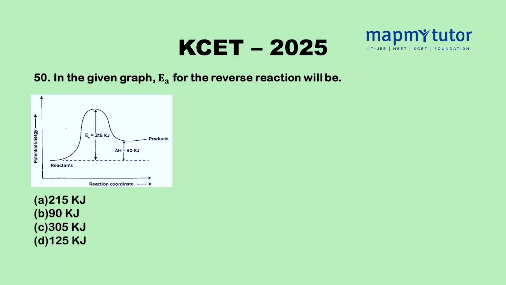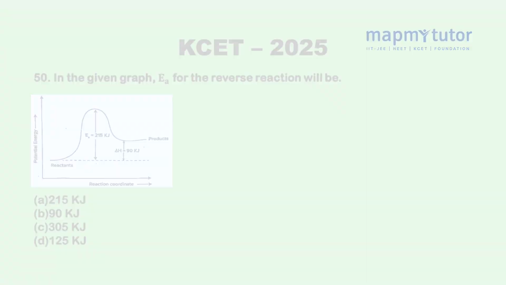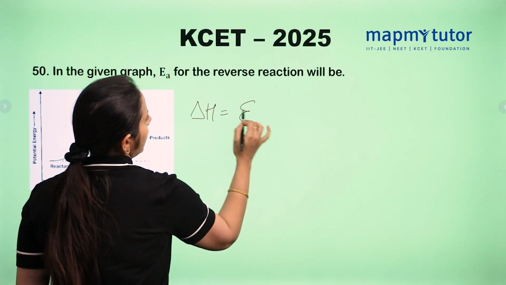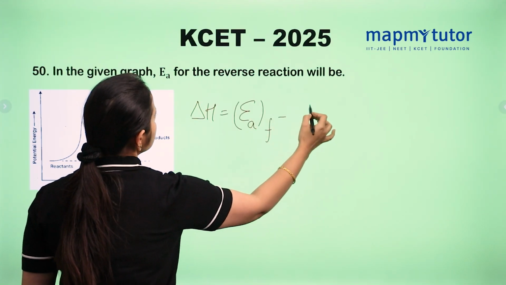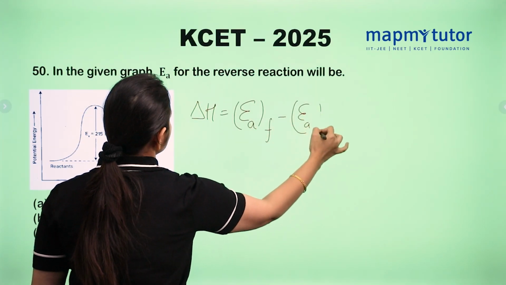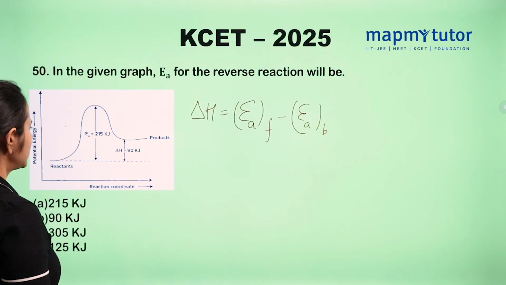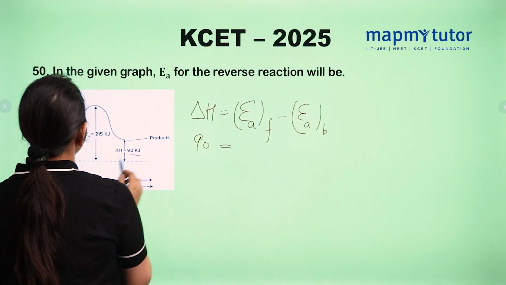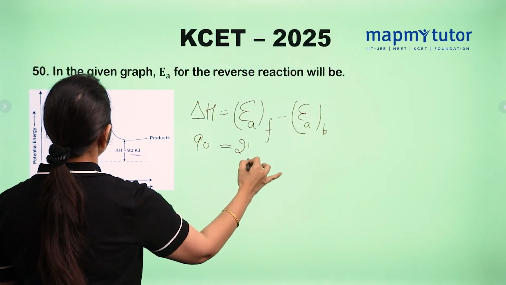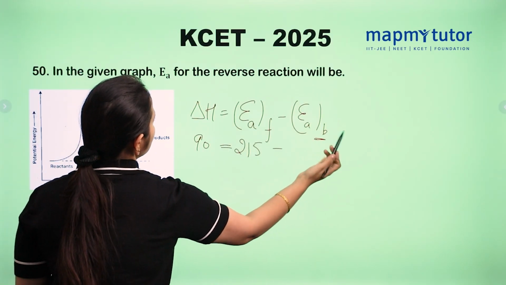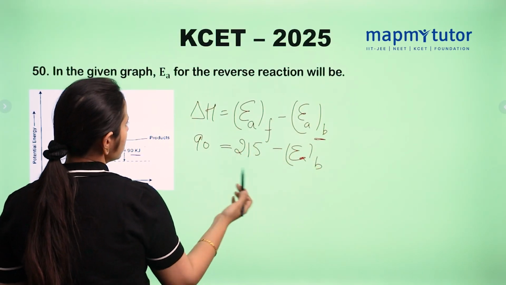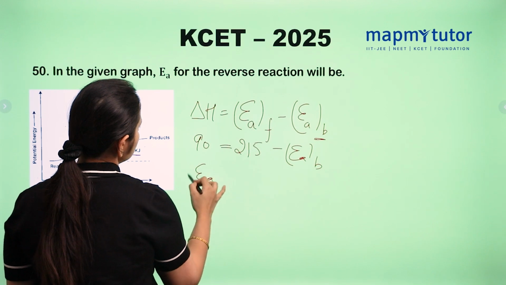In the given graph, the activation energy for the reverse reaction will be, so the formula is delta H is equal to E activation energy of forward minus backward reaction. This is a very simple calculation. See, the value of delta H is given. This is 90. For forward, it is 215 kilojoule. Minus, we need to calculate this activation energy for the backward reaction. Just minus, add, we will get the answer.